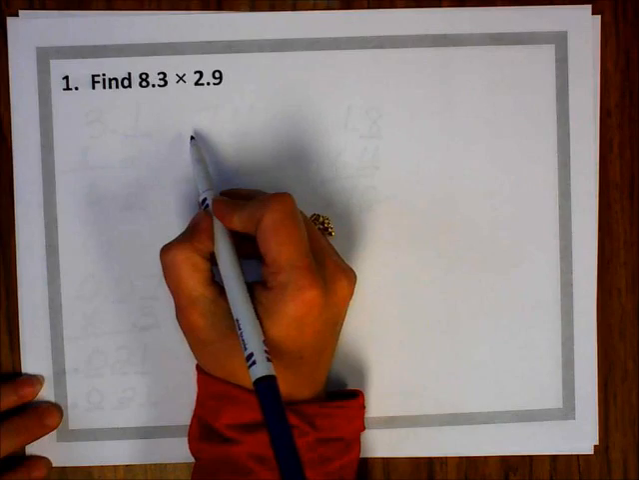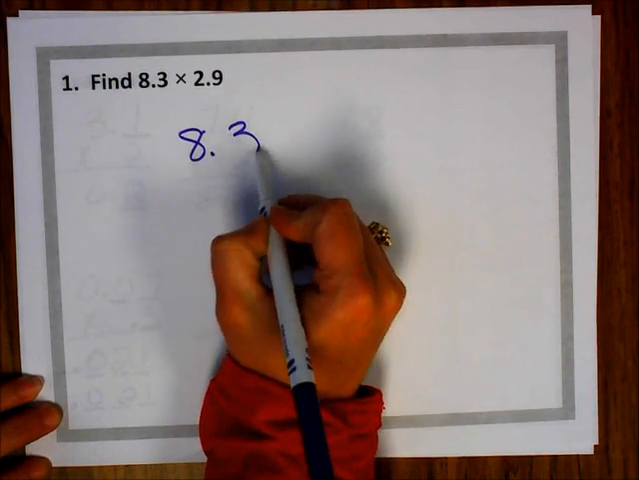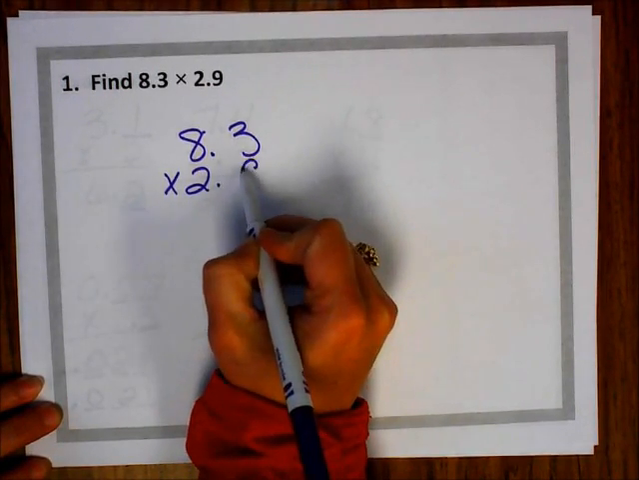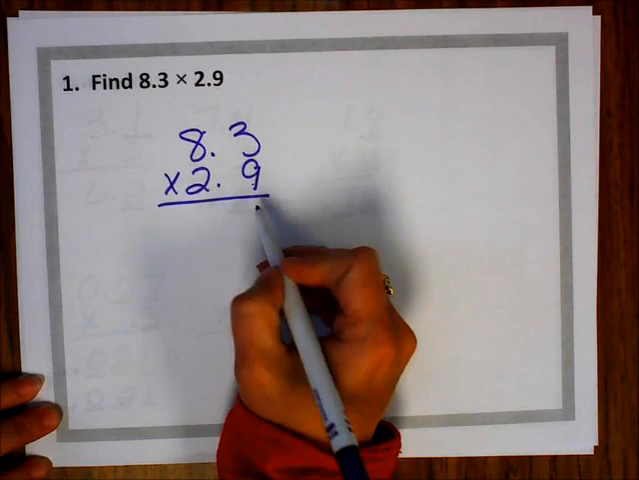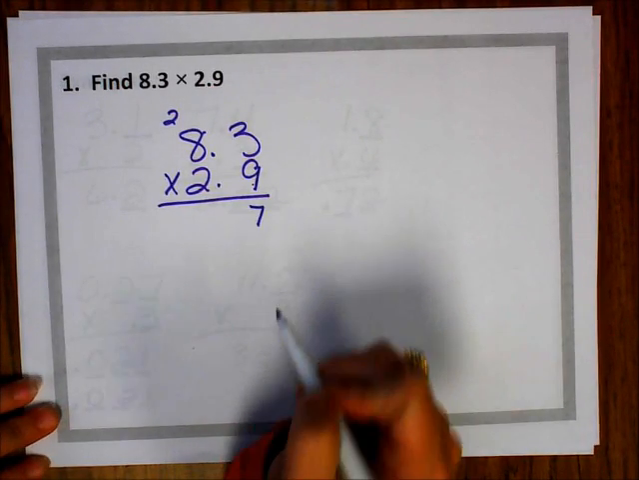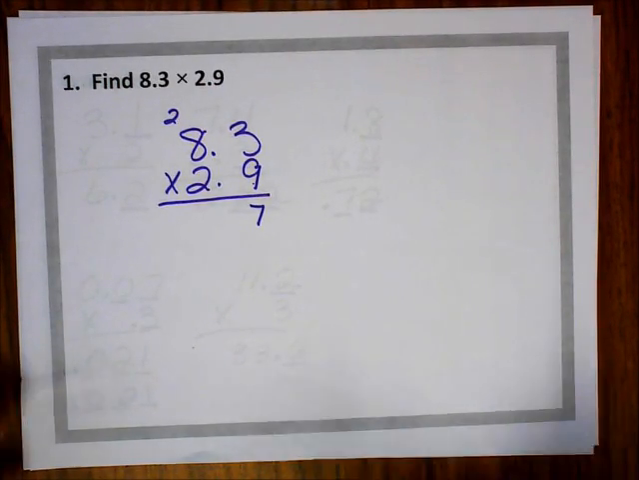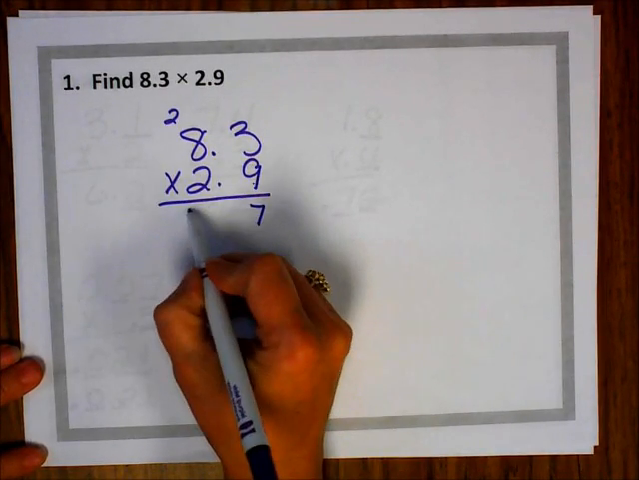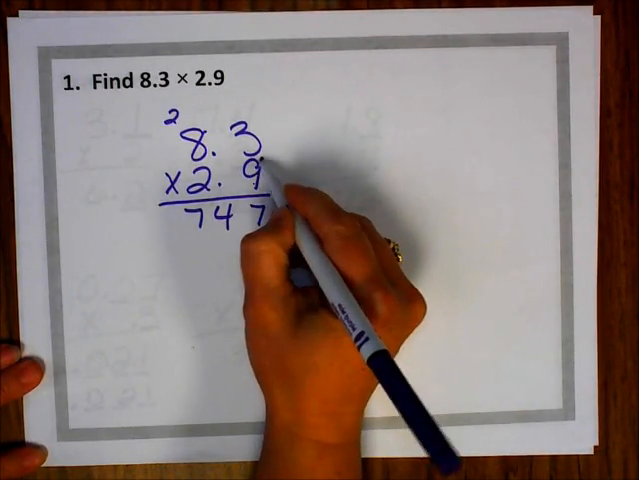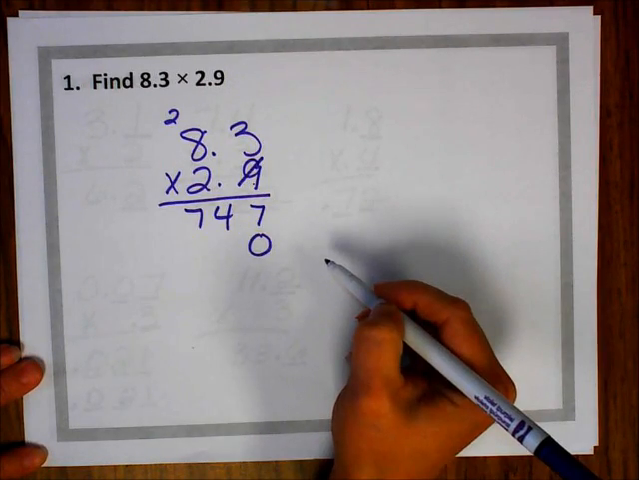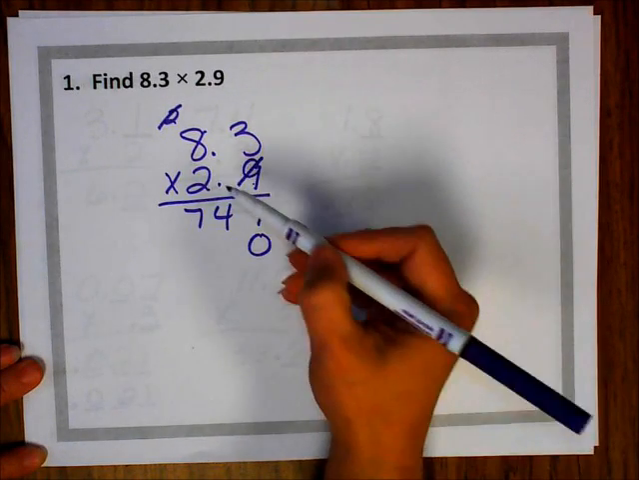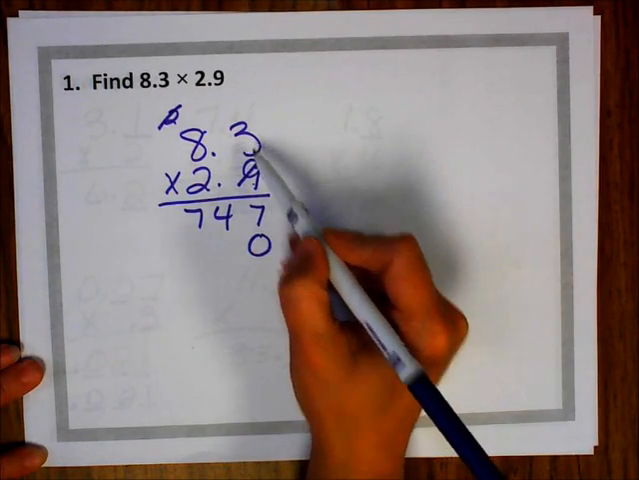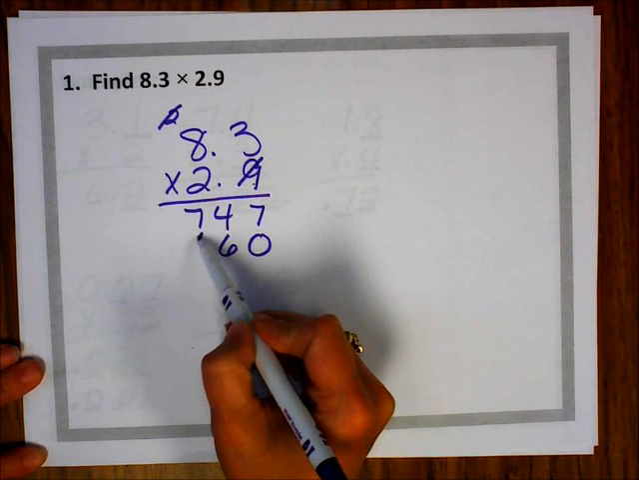Number 1 says 8.3 times 2.9. Ignore your decimals for now and multiply normally. 9 times 3 is 27. 9 times 8 is 72. 72 plus 2 is 74. I'm through with my 9, so I mark it out and add a 0. I'm also through with my 2, so I'm going to mark it out. Now I can multiply by 2. 2 times 3 is 6. 2 times 8 is 16.